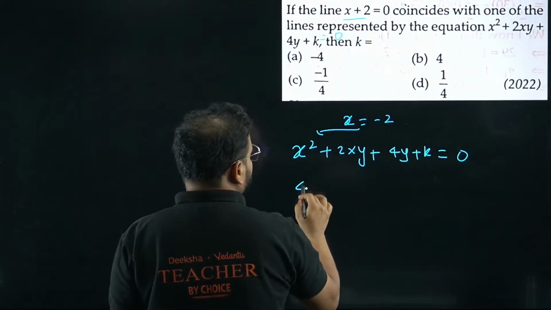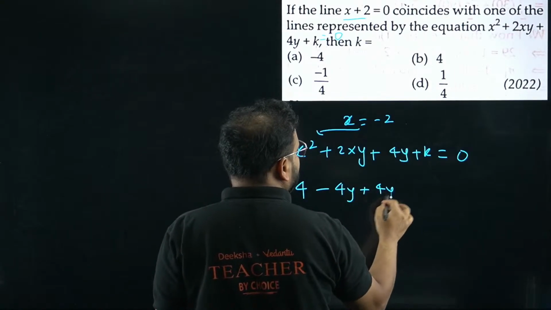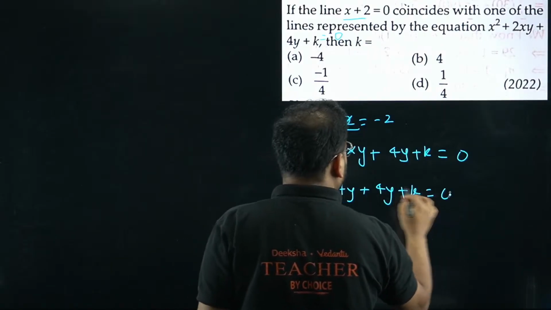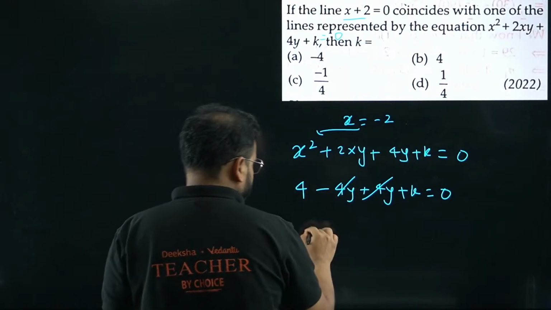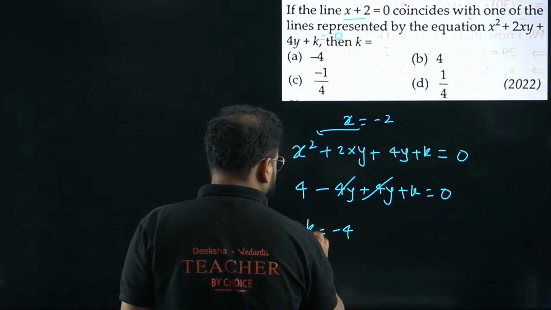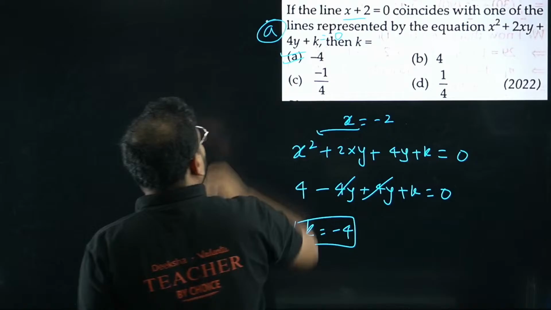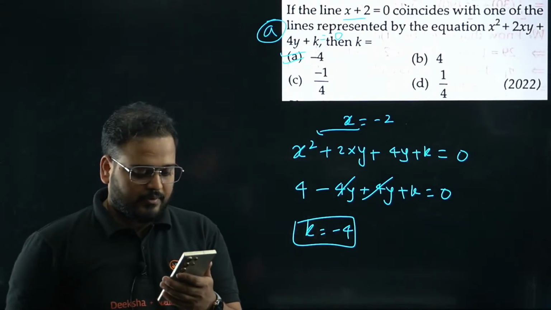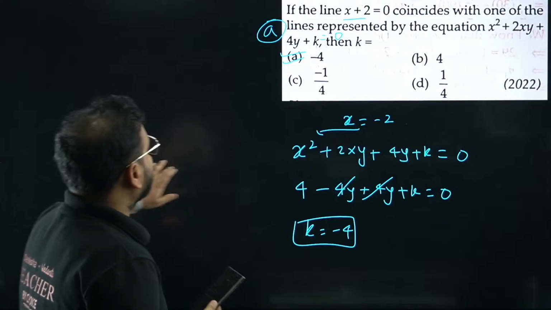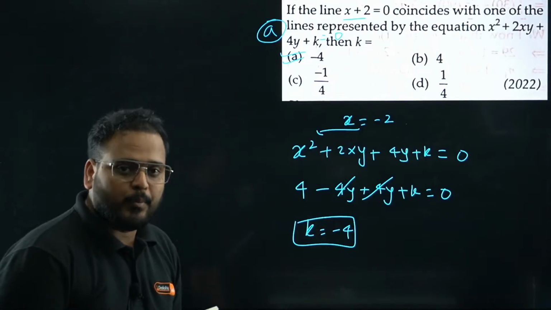This condition will satisfy this given family of curves. Put it here. You'll have 4, you'll have minus 4y, you'll have here plus 4y plus k as 0. Cancel, cancel. Right now, putting x as minus 2, you get k value as minus 4. Option A is correct. Option A is correct. Great. Let's move on now. I hope this is clear.